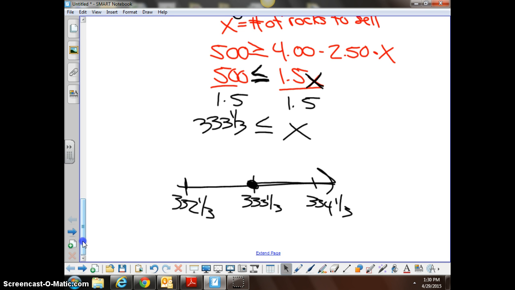So actually, to be honest with you, probably the best answer is going to be 334 rocks, right? He's going to have to sell at least 334. Because if he sells 333 rocks, will he reach his goal? No. If he sells 334 rocks, will he reach his goal? Yes.